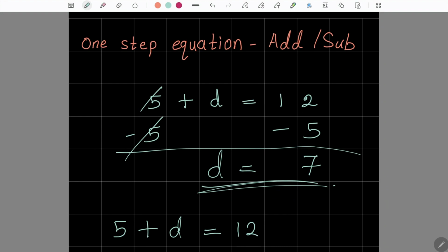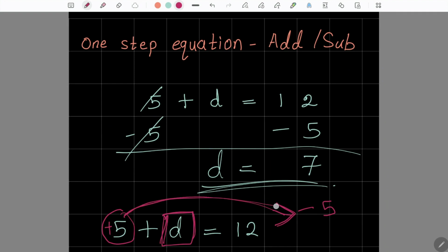Now if you get this same question in your MCQ, or if you're really in a rush, what you can do is just keep the letter which you have to find in your answer, which is the d, and move the other numbers to the opposite direction. But the only thing is the sign would change. So if you move this plus 5 to the other side of the equation, it would become minus 5. So 12 minus 5 is a 7. We have the same answer, right?